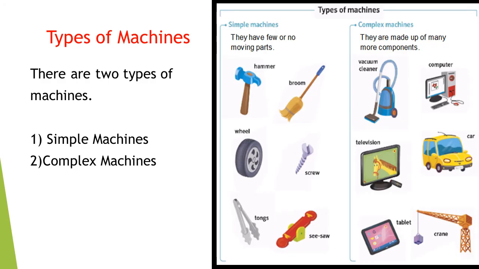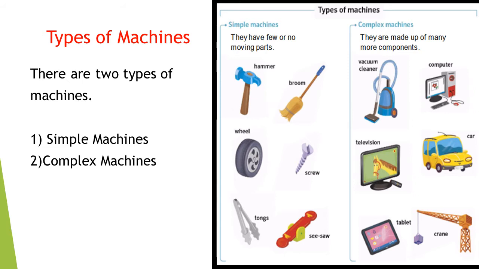Okay students, in this chapter we will study about machines, and there are two types of machines, simple machines and complex machines. On the right side of the page you can see the image, and here in the first column you can see the examples of simple machines. They have few or no moving parts. As you can see in the image, there are few simple machines like hammer, broom, wheel, screw, tongs and seesaw, and they have few or no moving parts. It means they are simple machines.